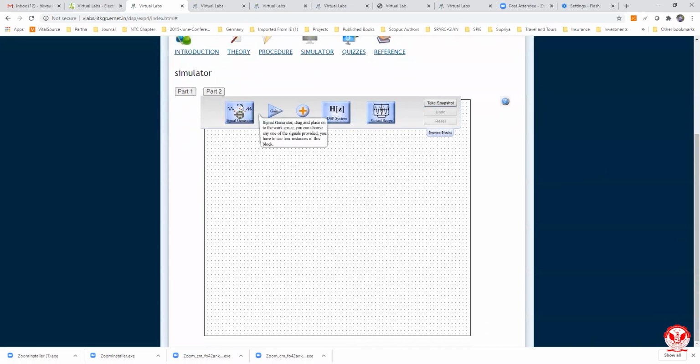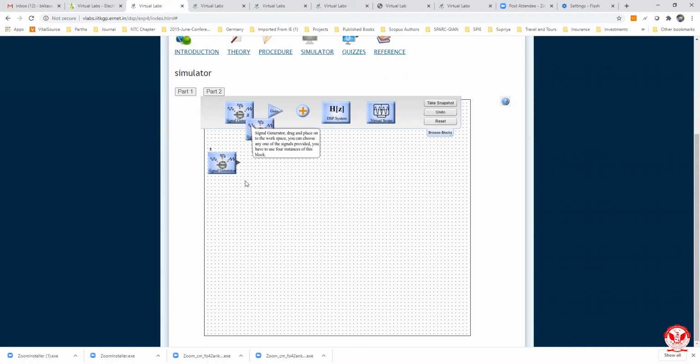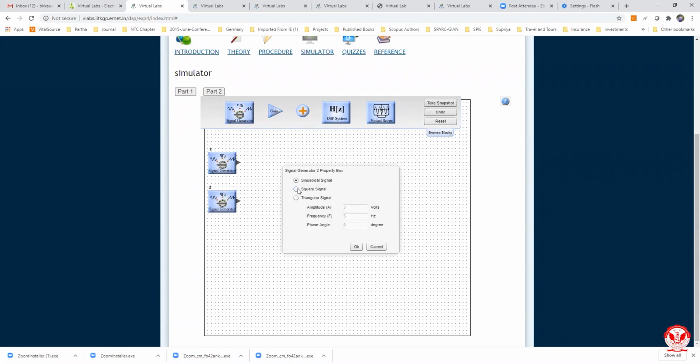So it takes some time. At first we take the signal generator here. Click on these buttons, press here and press here. Put the sinusoidal signal, amplitude 3, frequency 5 kilohertz, no problem. We just click on the OK button. We find the window disappears now. Again, select another one, several signals. Here we opt for a square signal and we keep all these parameters like amplitude, frequency, phase angle as they are.